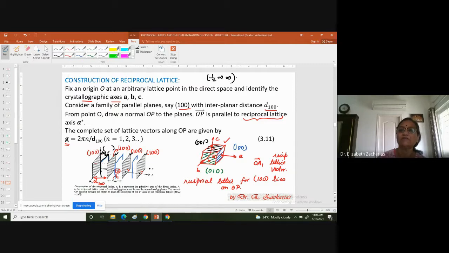Now take the reciprocal of this. If I take the reciprocal, I get 2, 0, 0. So 2, 0, 0 will be the family. The closer the planes, the larger the number, you see. Are you getting it? Yes, ma'am. Okay, so it's 2, 0, 0.